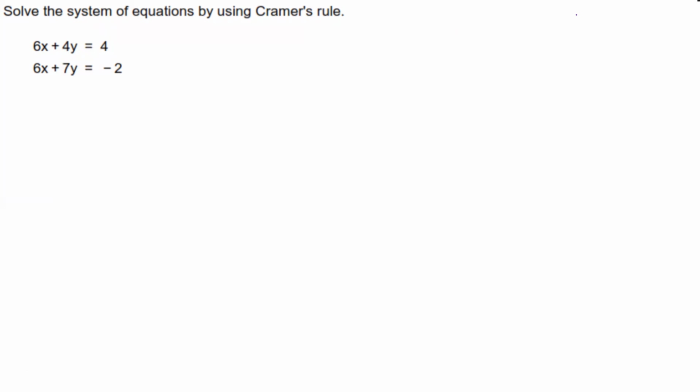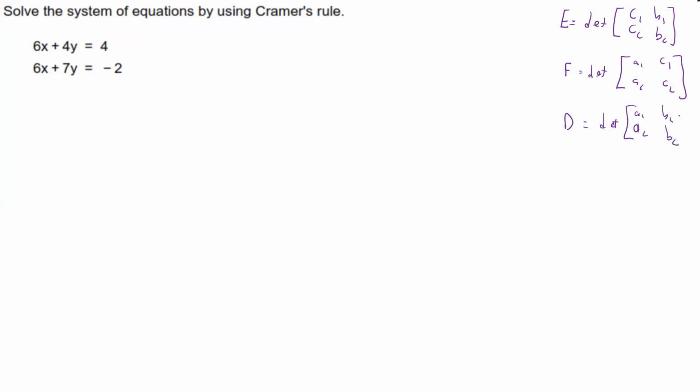So we have to have three things. We have to have E in this case, which is going to be the determinant of C1, C2 and B1, B2. And then we have F, and that's going to be the determinant of A1, A2, and C1, C2. And then we have our last, D, is equal to the determinant of A1, A2, B1, B2.